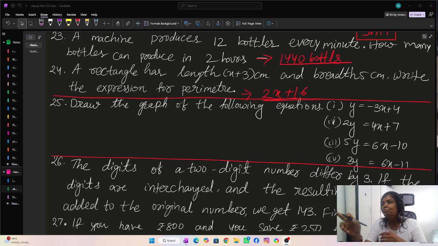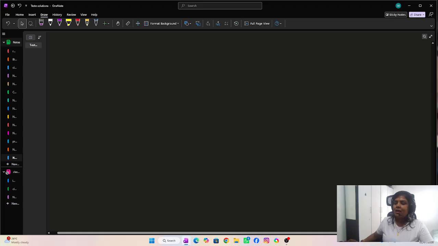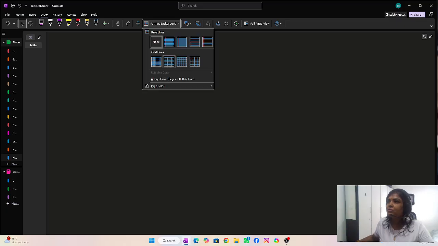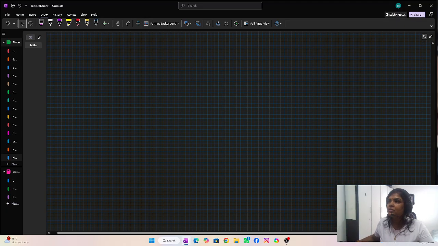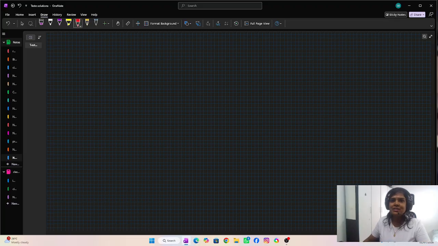Draw the graph of the following equations. Let's draw the graph today. Students, you know how to draw the graph? I want everyone to get the background of a graph. I think yes, I'm getting a graph page here.